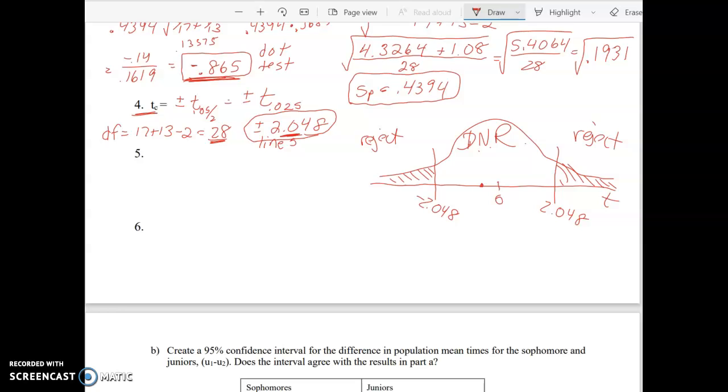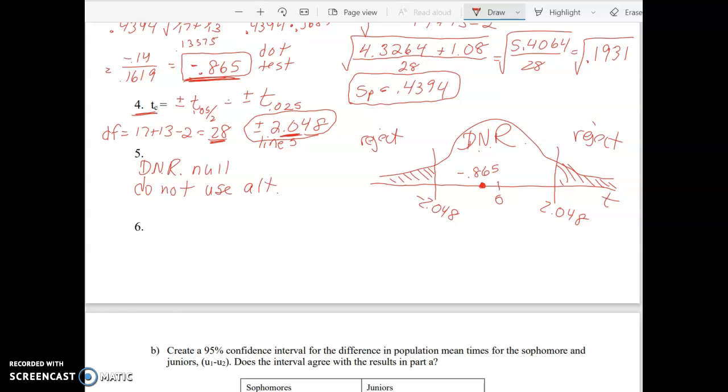Now we plot the test statistic, which was right up here, negative 0.865. So that's probably going to be about right there. Negative 0.865, that's right there. And that definitely looks like we just put the test statistic in the do not reject zone. So this is a do not reject the null, which means we do not use the alternative because we didn't reject the null.